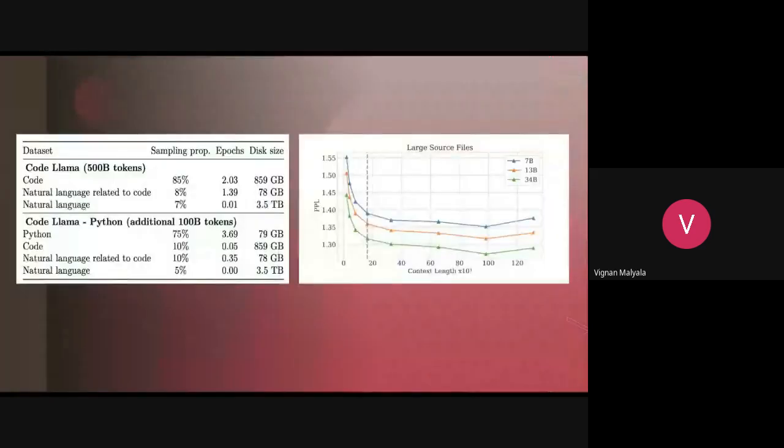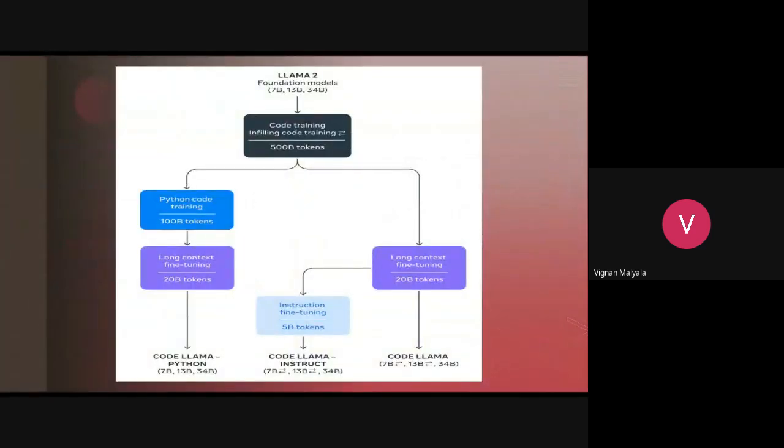So this is the architecture of how they have trained. These are the Llama 2 foundational models, 3 different versions, and they have done 500 billion extra tokens with code training and infilling code training. I'll explain this too. And then you have Python training, 100 billion tokens, and then there's long context fine tuning, and then you get Code Llama Python.